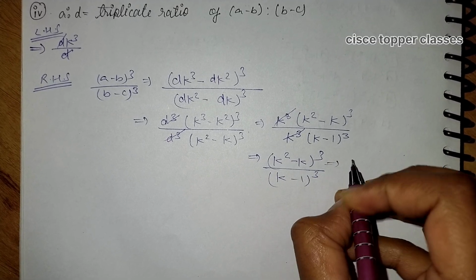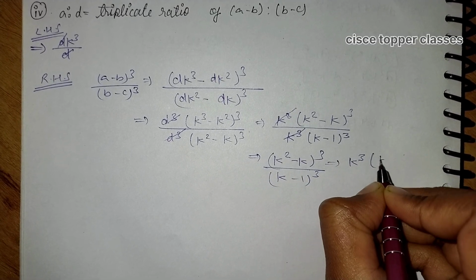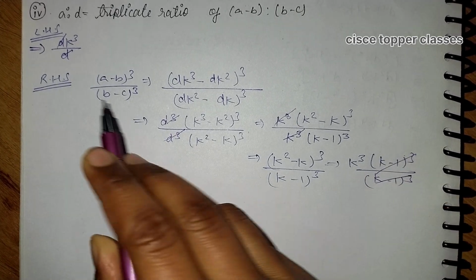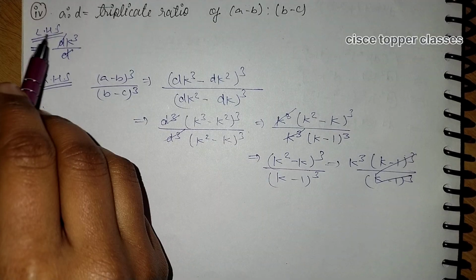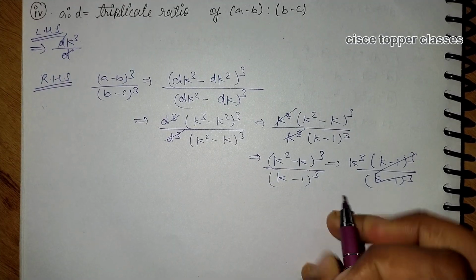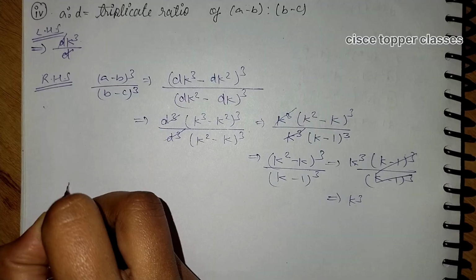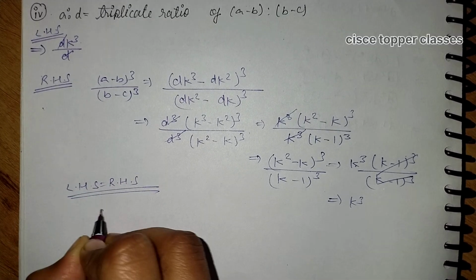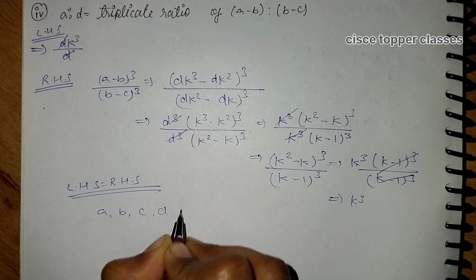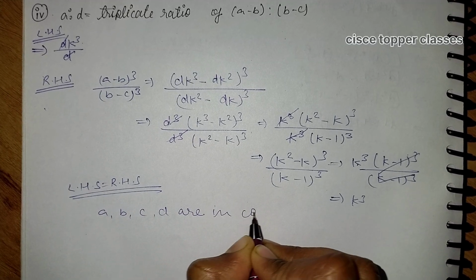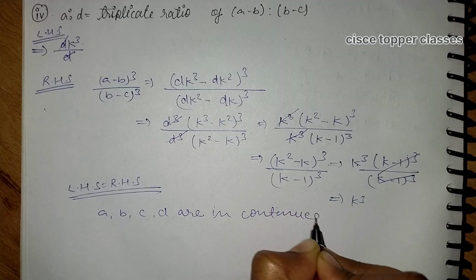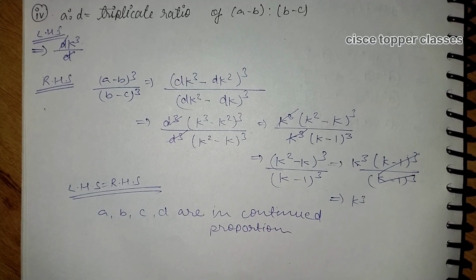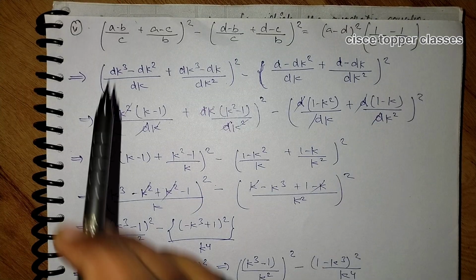So again we can take common here as k cube (k minus 1) whole cube upon (k minus 1) whole cube. From that RHS is equal to k cube in this question. LHS is also k cube and RHS is also k cube we are getting here. As LHS is equal to RHS, hence proved that A, B, C, D are in continued proportion, and this is the solution of question number 4th of question number 23. Now let us solve this question here.